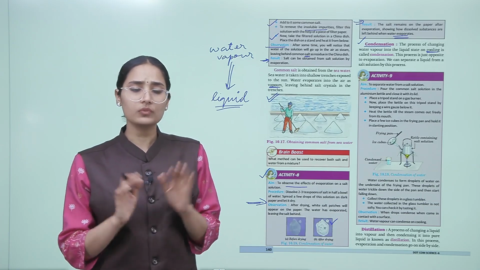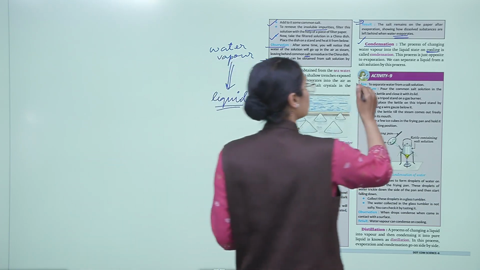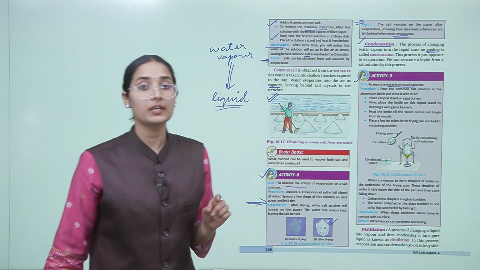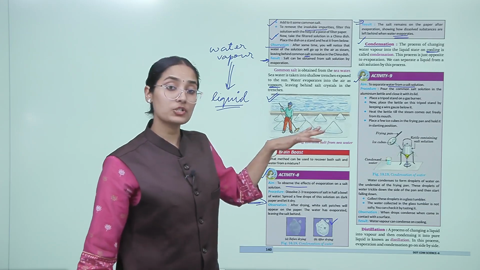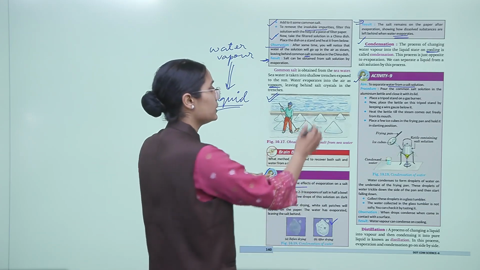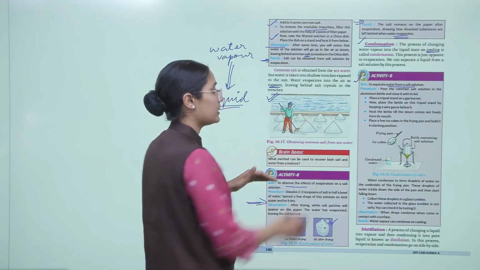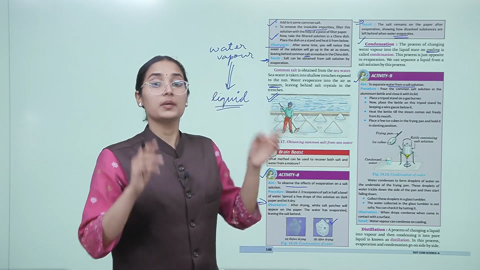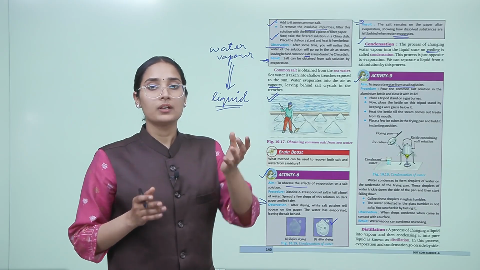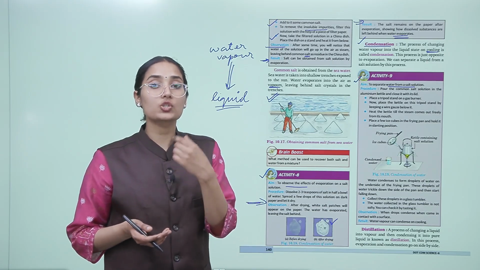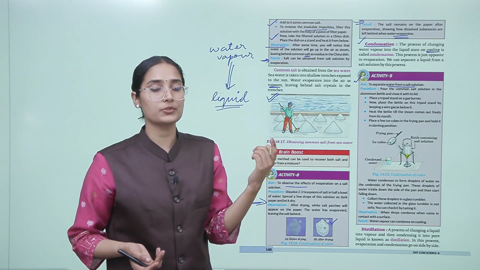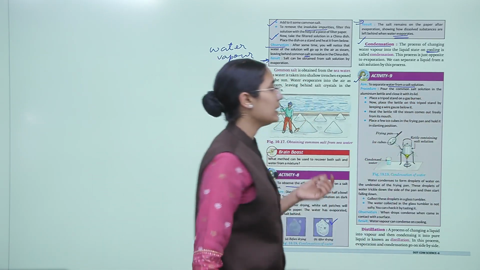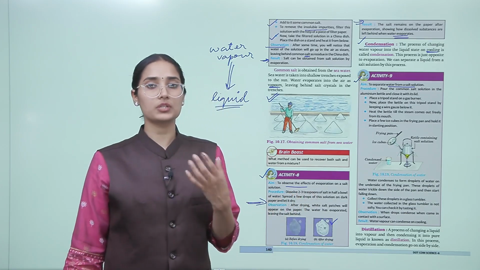Okay, now let's do this activity to separate water from the salt solution. Till now we understood that we can separate the soluble part, that is the salt, from the salt solution, but we can also separate the water from the salt solution. Let's see how. So pour the common salt solution in the aluminium kettle and close it with the lid.